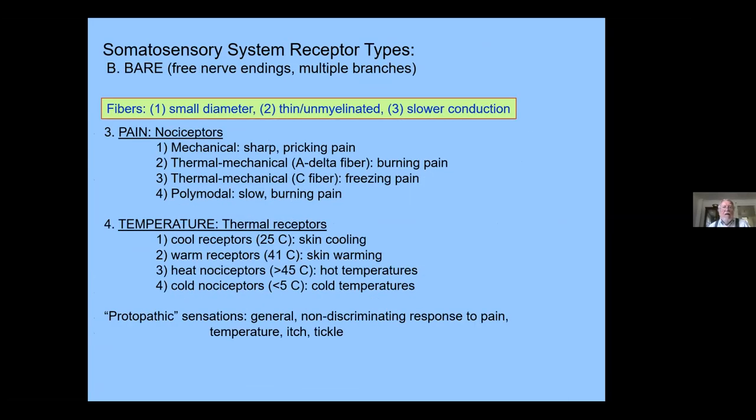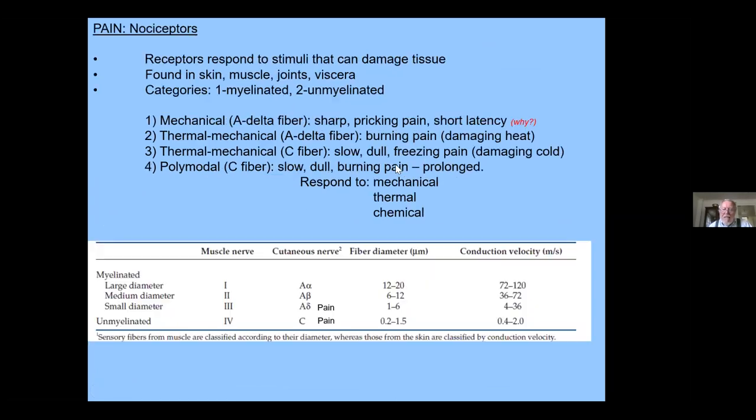So again, when we look at these receptor types with the free nerve endings, remember their small diameter, thin, unmyelinated, slower conduction. We have pain nociceptors, mechanical, thermal mechanical C fiber freezing pain, and polymodal, a slow burning pain. What do you know about these things? Pricking, burning, freezing, burning, all of those.